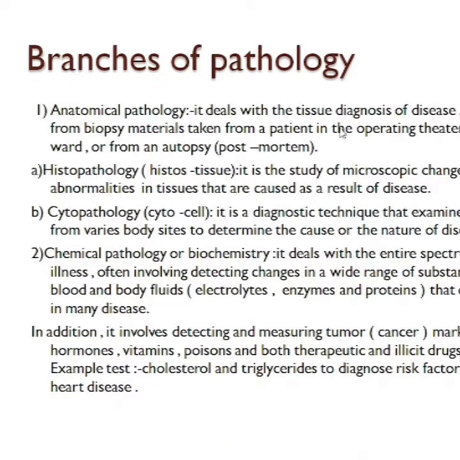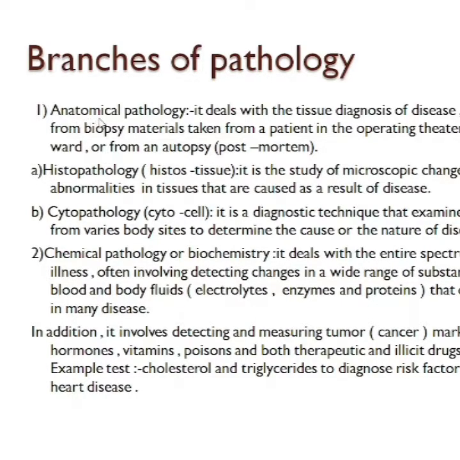So, branches of pathology. What are the branches of pathology? You can see here anatomical pathology, histopathology, cytopathology, chemical pathology. These are the branches of pathology. Still many more are there. Now let's start with anatomical pathology. What is anatomical pathology? It deals with the tissue diagnosis of disease, usually from biopsy materials taken from a patient in the operating theatre or on a ward, or from an autopsy, meaning post-mortem. This is anatomical pathology.